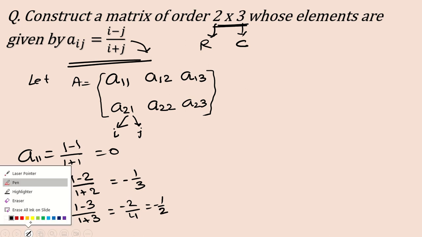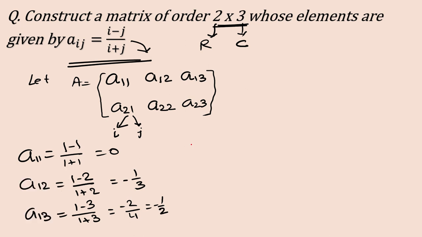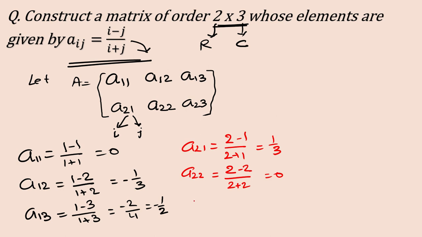Similarly, you can find the other elements also. a21 is 2 minus 1 over 2 plus 1, which means 1 over 3. a22 will be 2 minus 2 over 2 plus 2, which means 0, and a23 will be 2 minus 3 over 2 plus 3, which means minus 1 over 5.